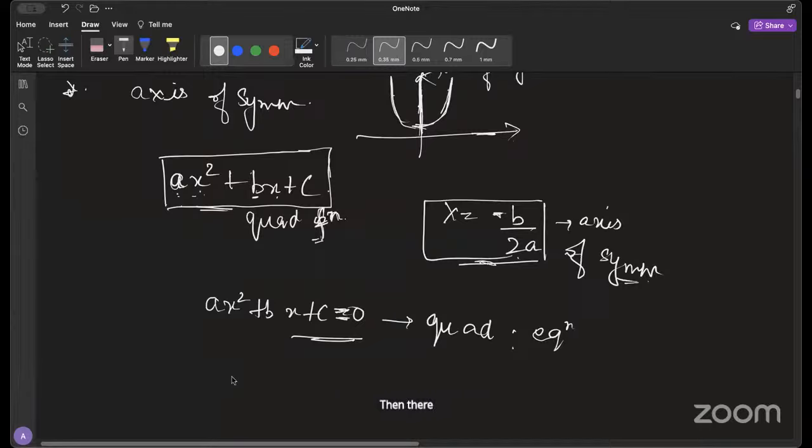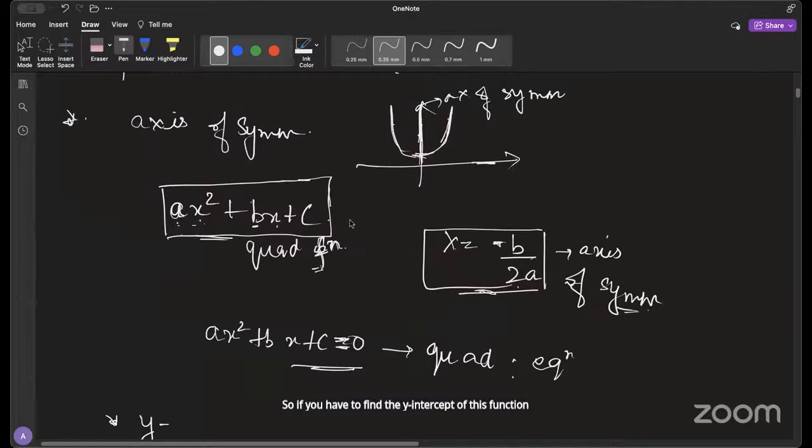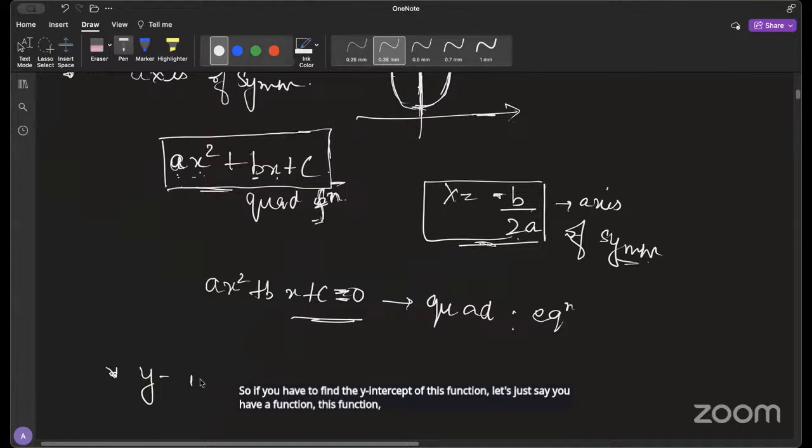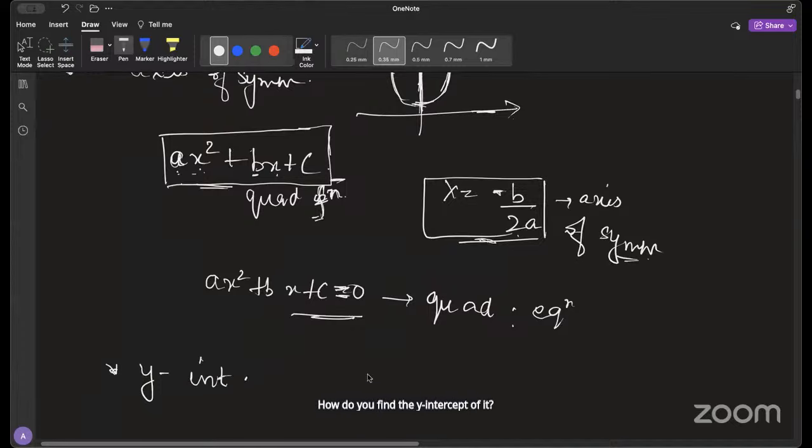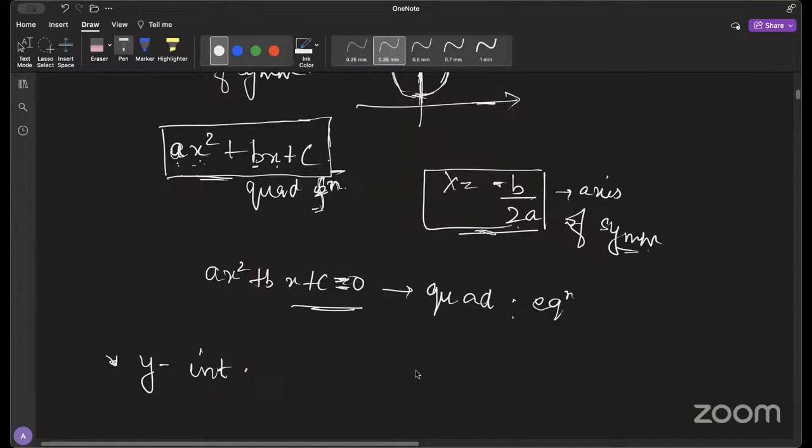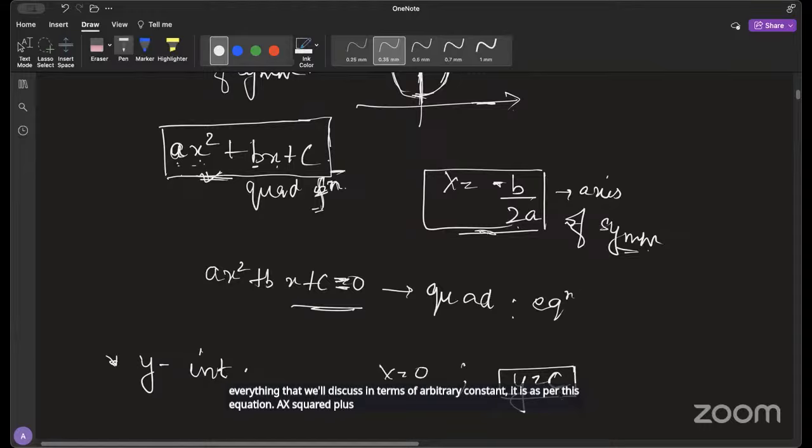Then there is something called the y-intercept, which we're already familiar with, right? If you have to find the y-intercept of this function, how do you find it? So you put x equals 0, right? Yes, ma'am. You'll put x equals 0 and you will get y equals c. So this will be your y-intercept. Everything that we'll discuss in terms of arbitrary constant is as per this equation, ax square plus bx plus c. So c here is the constant in this function. Actually, this is not an equation.